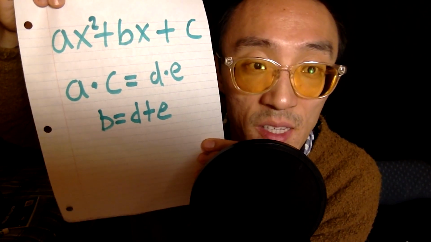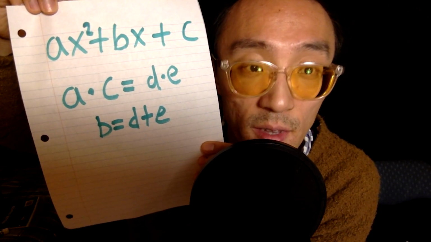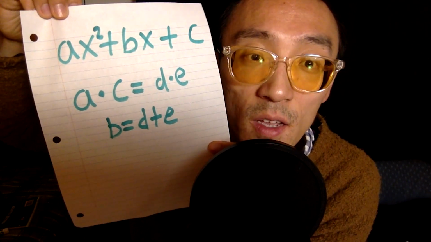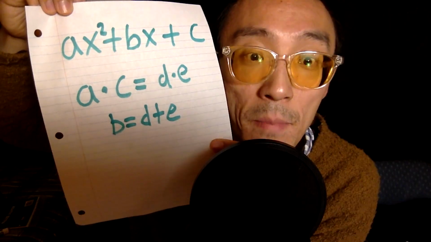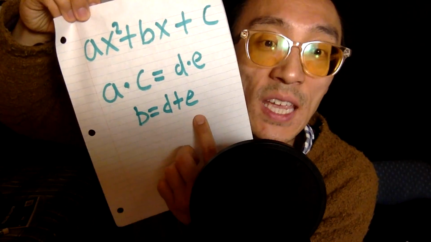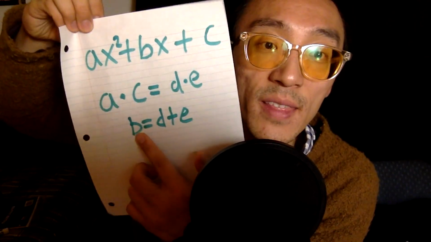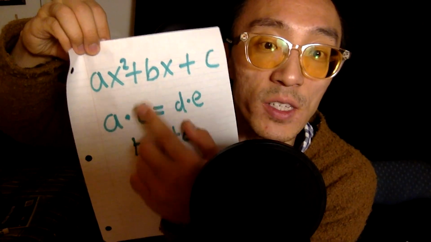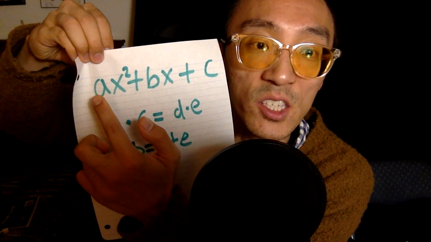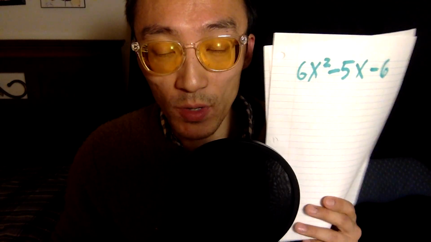The a times the c, so the coefficient in front of the x squared, times the constant, equals the two numbers that make up, aka add to, b. The d and e just stand for two numbers that add to this coefficient and then multiply together equals this coefficient times this constant. So how does this make factoring easier?